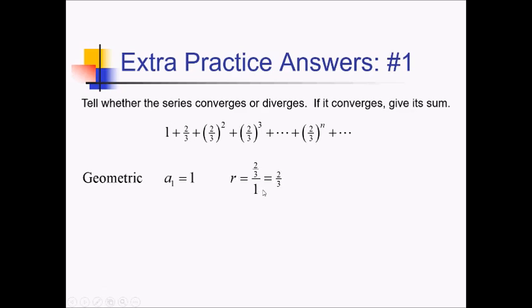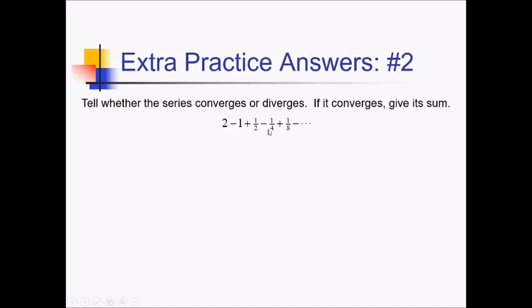So that's 2/3. And now the really important thing here is that the absolute value of that, which is also 2/3, is a number that is less than 1, which means that this series is going to converge, and we can go ahead and figure out its sum. So that formula, a1 over 1 minus r for the sum of an infinite geometric series. So that's going to be 1 over 1 minus 2/3. That's going to be 1 over 1/3, which if we do same change flip, that's going to just be 3.